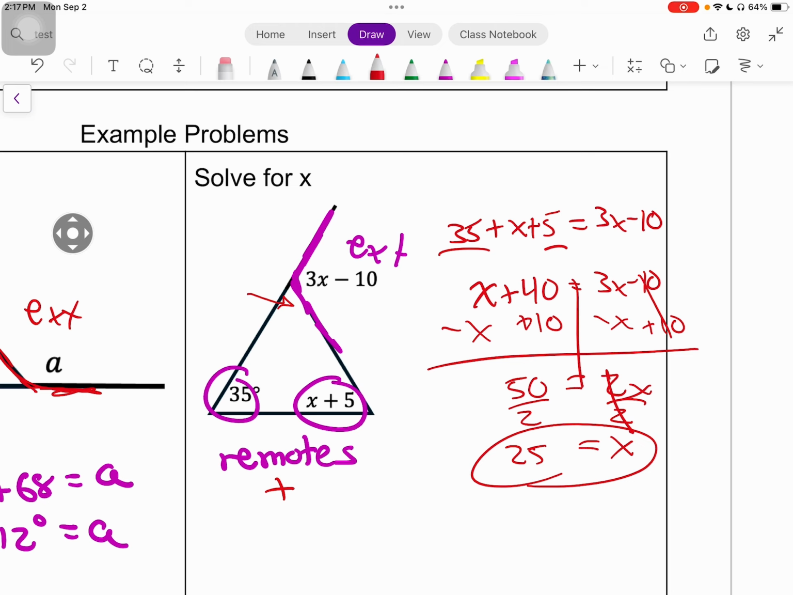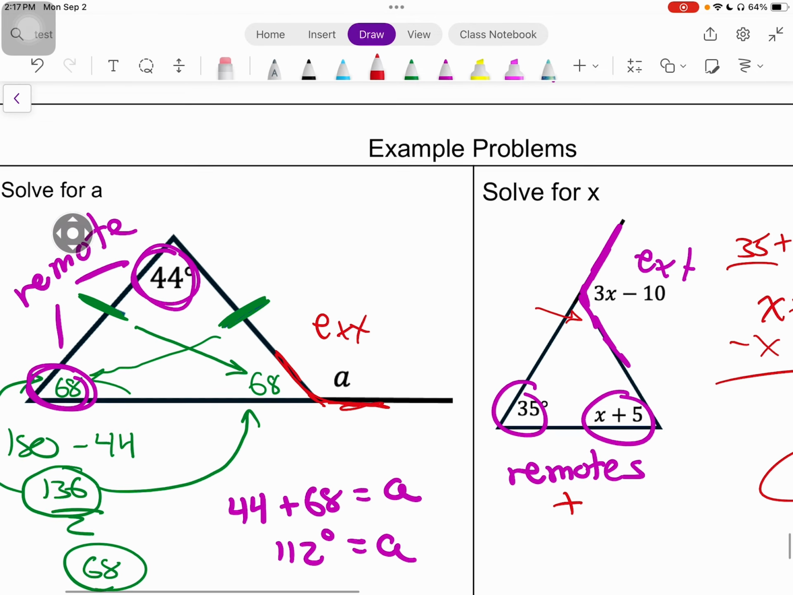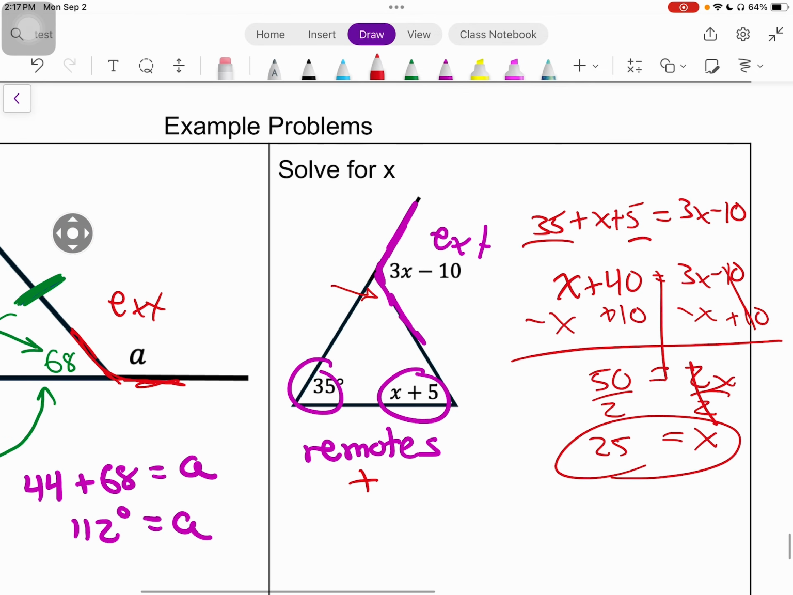Most important thing, just because the triangle is not always drawn in a favorable orientation or direction, you can always turn your paper if it helps you. This one's drawn a little bit different, but that shouldn't stop you from being able to find that exterior angle and those remote angles so you can set up an equation.